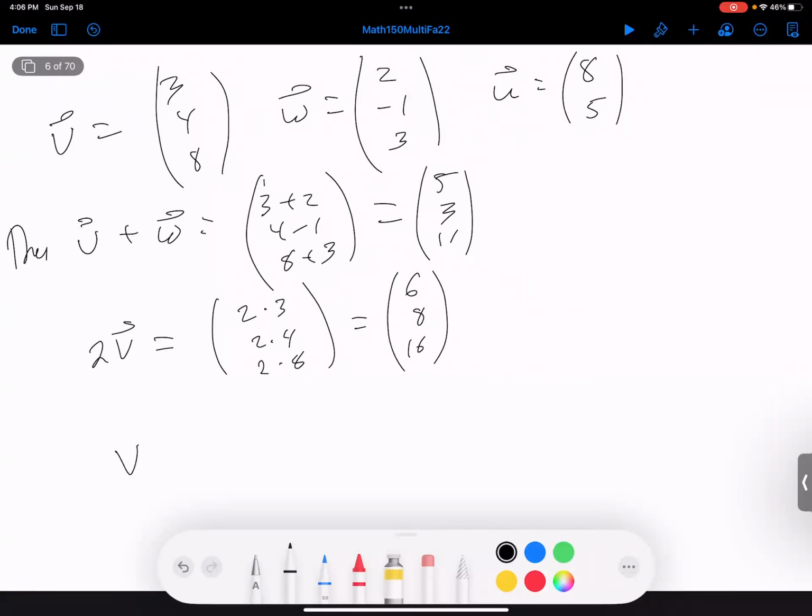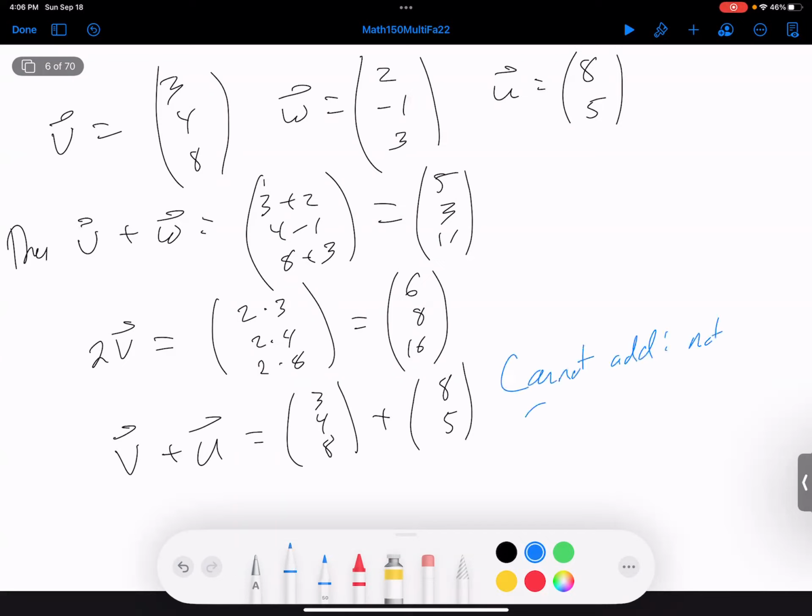What about v plus u? So v is the vector 3, 4, 8. And u is the vector 8, 5. Can we add these two? No. Not same dimensions. So you can't always combine things.